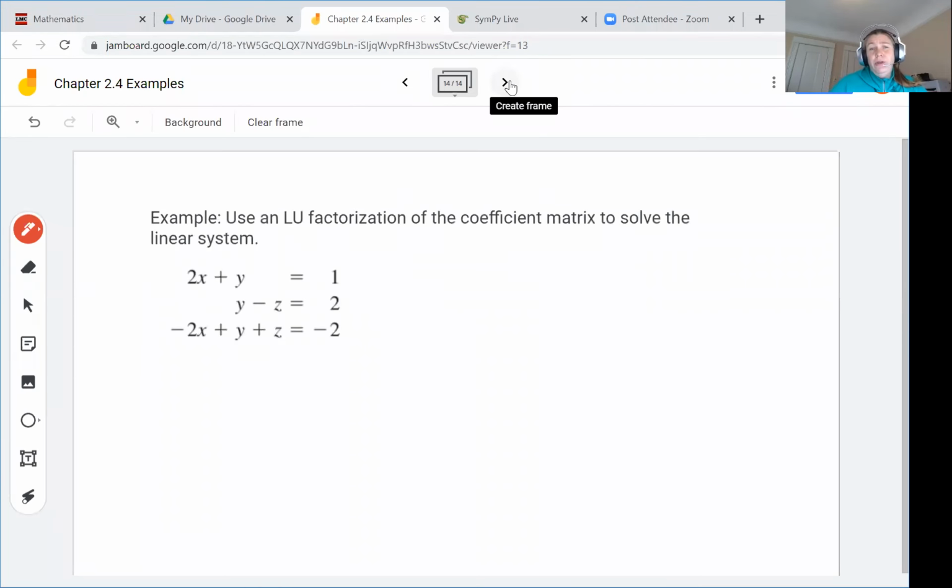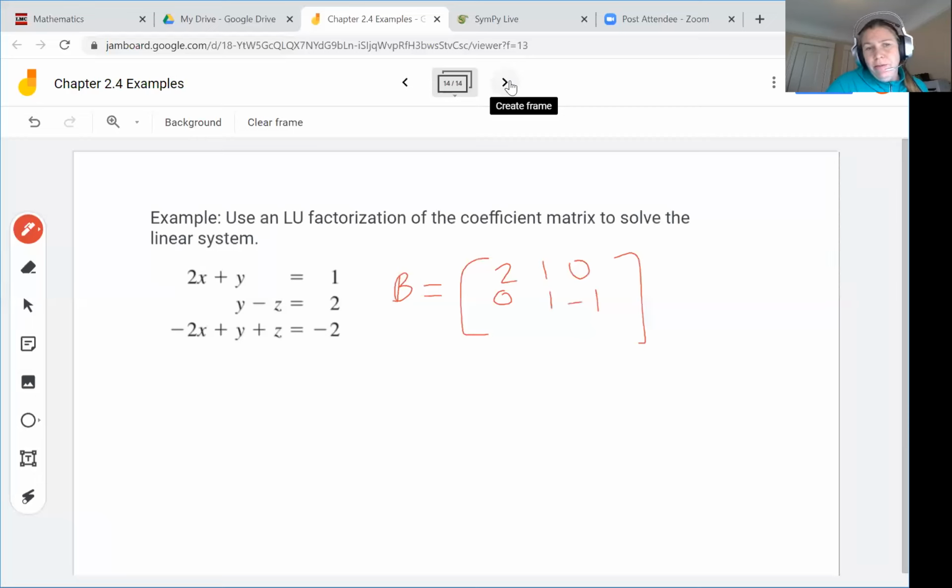All right, we're going to use the LU factorization of the coefficient matrix associated with this system to solve the linear system. First of all, let's call our coefficient matrix B. That is going to be 2, 1, 0 for the first row, and then 0, 1, and -1. I'm just looking at the coefficients here.